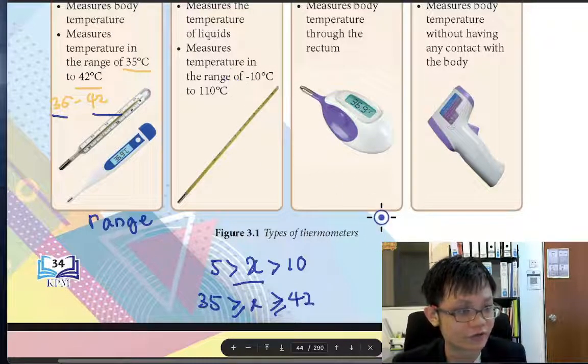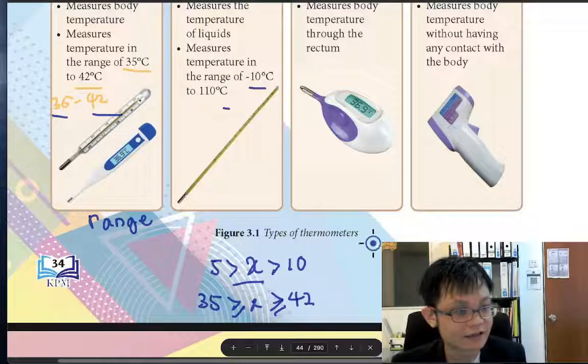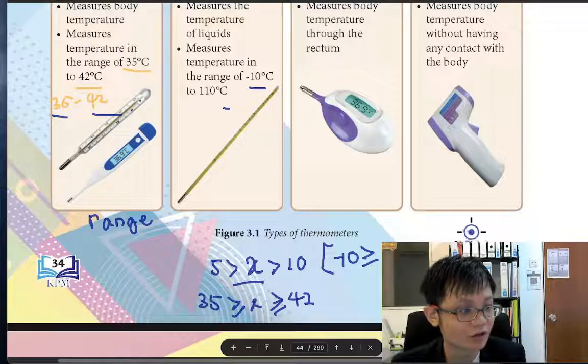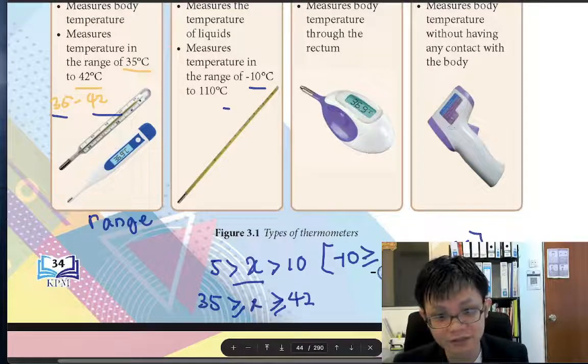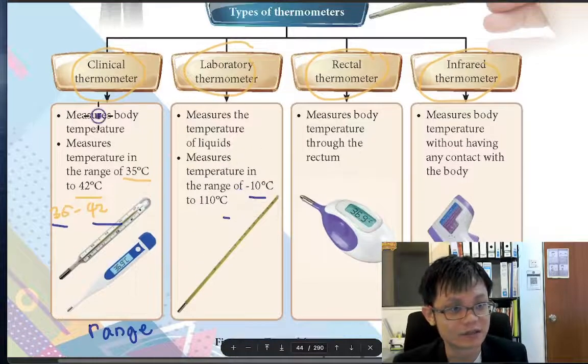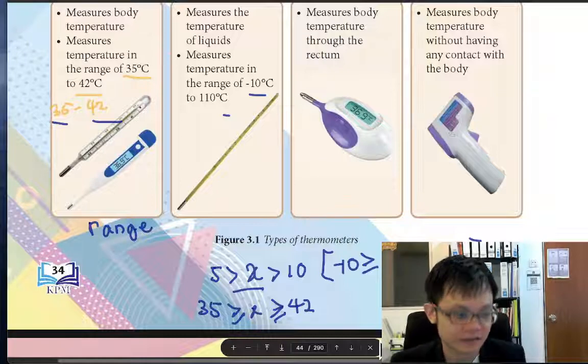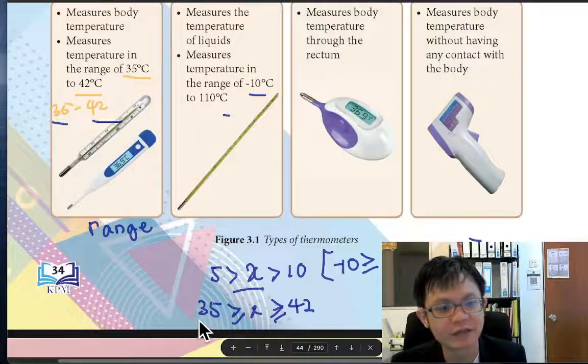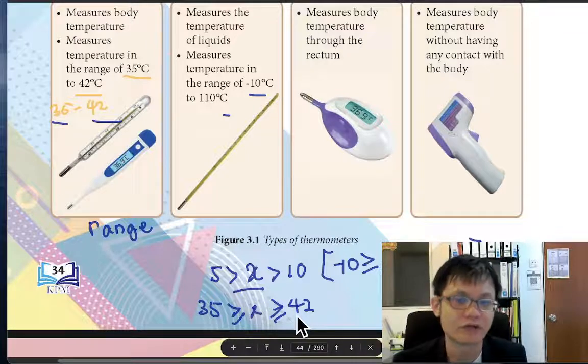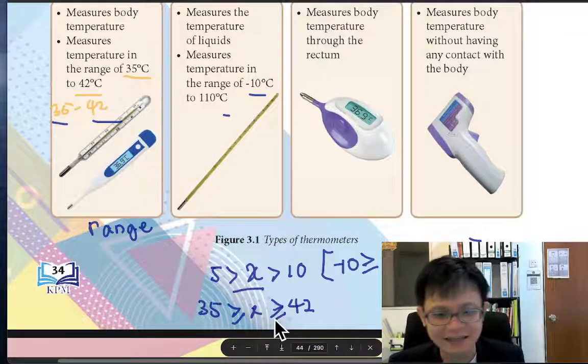Because we see the laboratory thermometer, you can see that its range is up to 110 Celsius or down to -10. Why is the range of the laboratory thermometer different from the clinical thermometer? It won't be higher than 42. Yes, because the human temperature won't be lesser than 35 or more than 40. It is less likely this will happen.